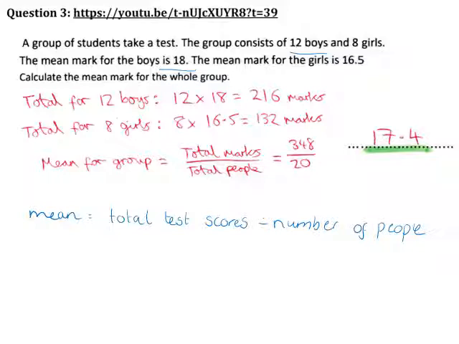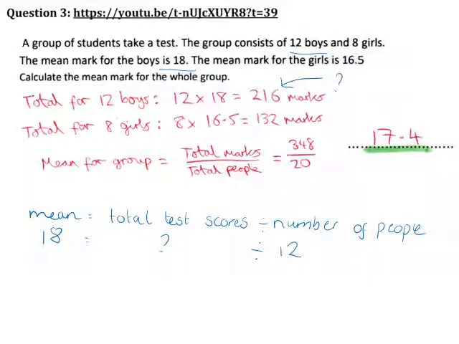So just looking at the boys then, we know the mean was 18. We don't know what all their scores added together were, and the number of boys is 12. So to work out what all the boys' scores added together were, I'm going to need to do 18 times by 12 to get this question mark. So this value here is my blue question mark.